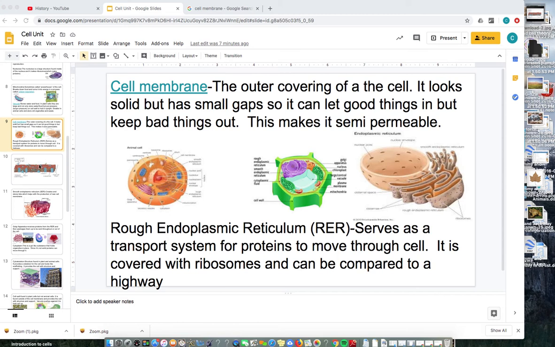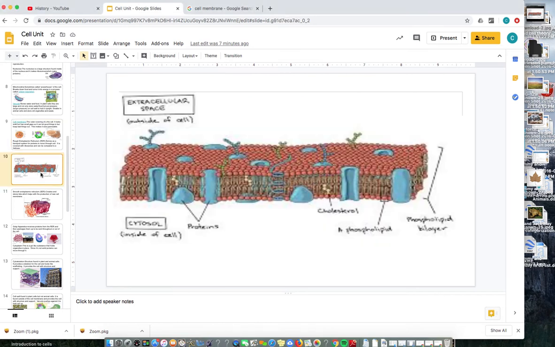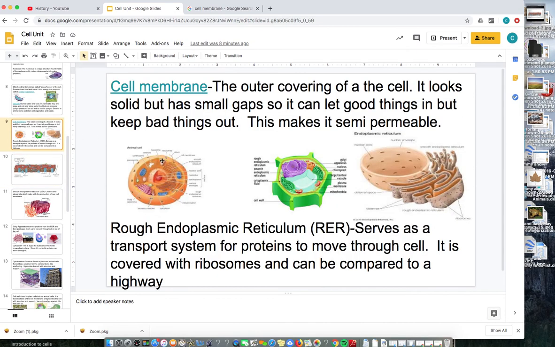Now let me skip to a different page really quick. And this is what the cell membrane actually looks like. Later on, at the end of the unit, we're going to learn more about the cell membrane, how it's involved in active transport and passive transport. But right now, I just want you to get the general functions of the organelles. So let's go back here again.